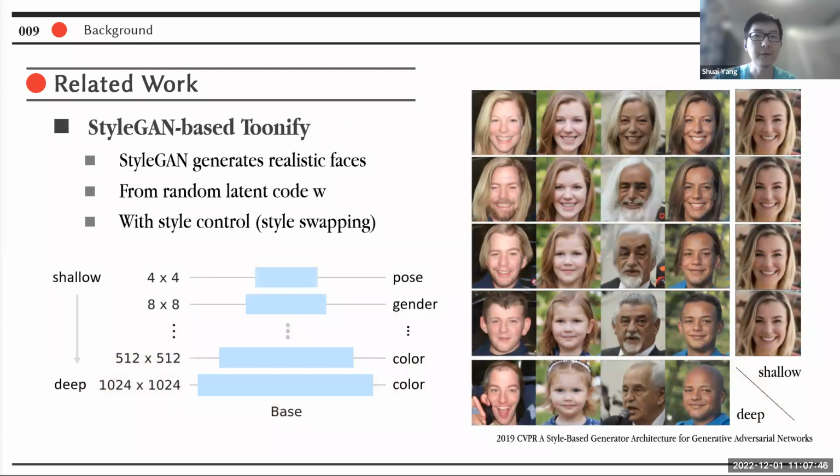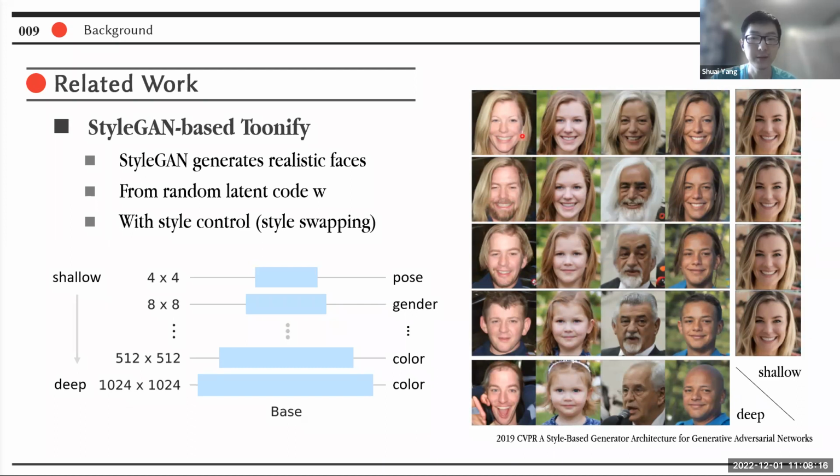StyleGAN is a powerful multi-layer generative model. It can map random latent code W to realistic faces. Each layer of StyleGAN characterizes different face styles. For example, low-resolution shallow layers capture facial pose and structures. High-resolution deep layers capture color and textures. Therefore, we can fuse the styles by mixing features from different layers.